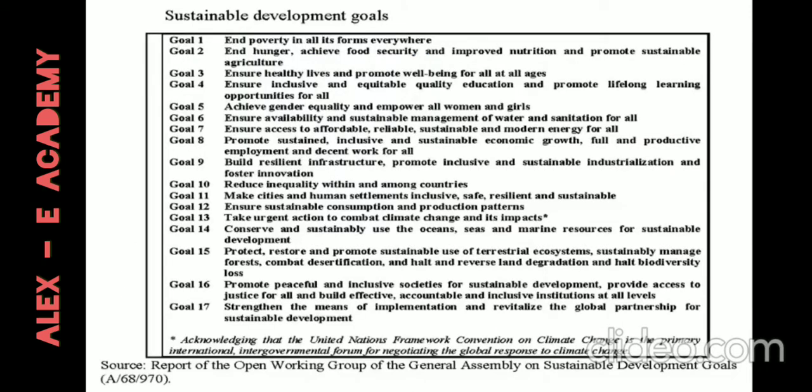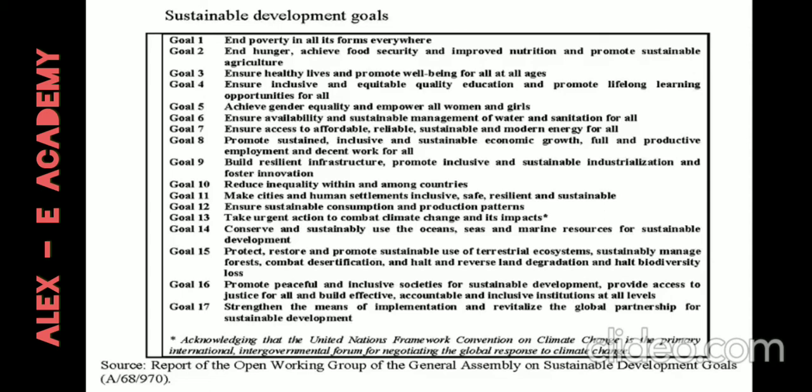Now, some of the sustainable development goals are listed, about 17 goals. The source is the report of the Open Working Group of the General Assembly on Sustainable Development Goals. Then we had listed some challenges in a previous video, challenges to bringing about sustainable development, about 10-12 items. The goals stated here involve how to overcome them, what all things can be done, and what must be our future plans to face the challenges and then overcome them.